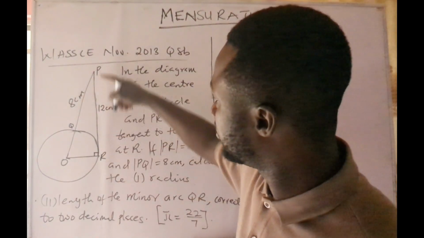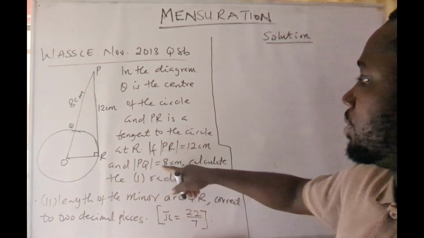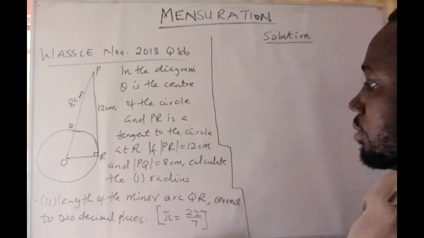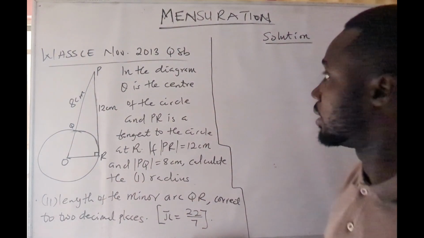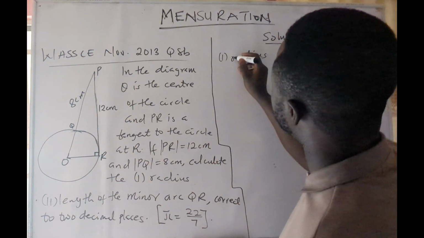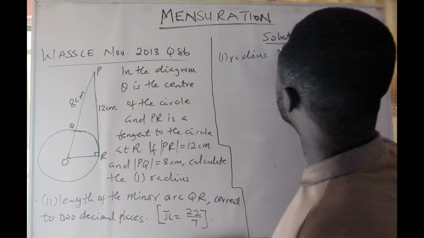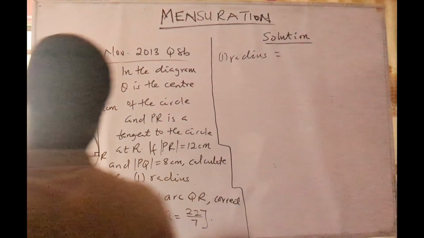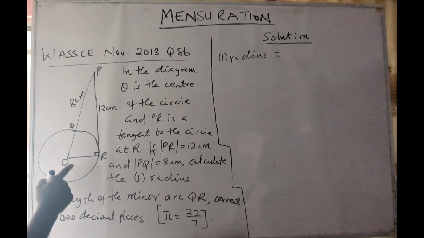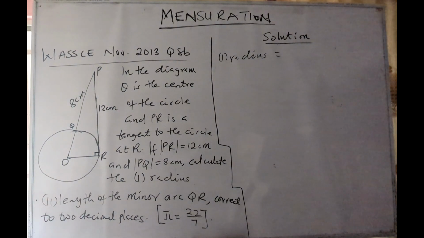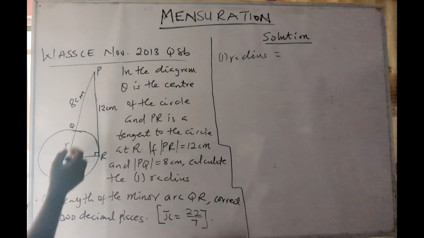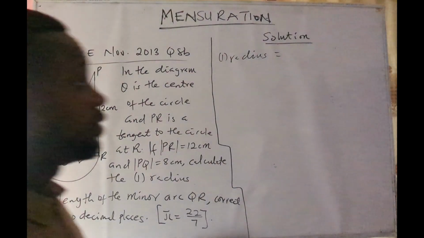If PR is 12 centimeters and PQ, P to Q, is 8 centimeters, calculate the radius of the circle. And where is the radius? The radius of a circle is a straight line from the center of the circle to any point on the circumference. So here is the radius, here is also a radius, from center to circumference. So OQ and OR are both radii.